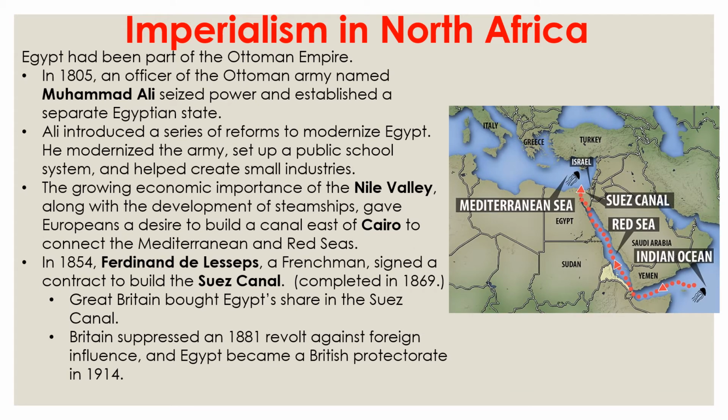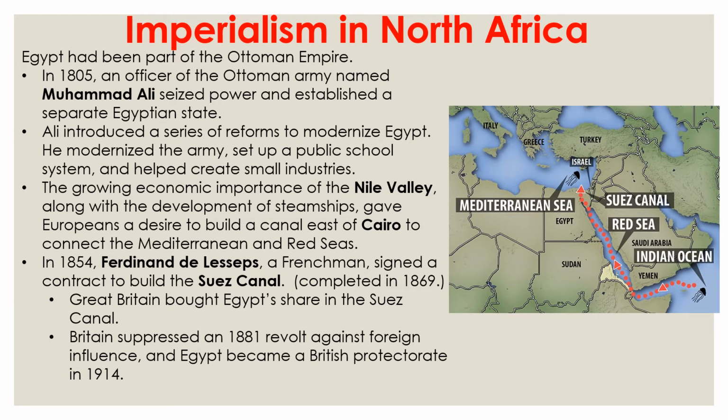Let's talk about imperialism in North Africa first. Egypt had been part of the Ottoman Empire for years, but in 1805, an officer in the Ottoman army named Muhammad Ali, no, not the boxer, seized power and established a separate Egyptian state. He actually rebelled against being part of the Ottoman Empire that he served and became the ruler of an independent national state in Egypt.